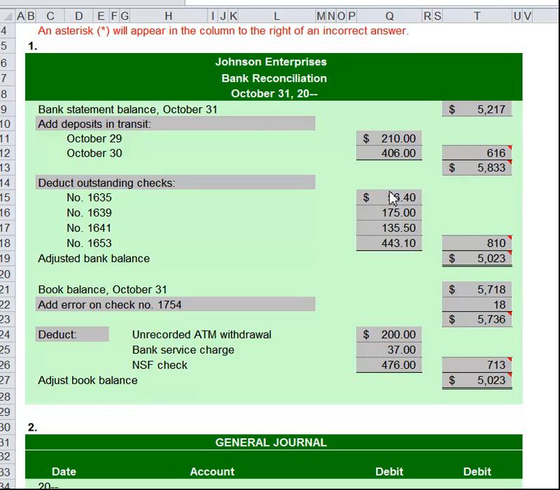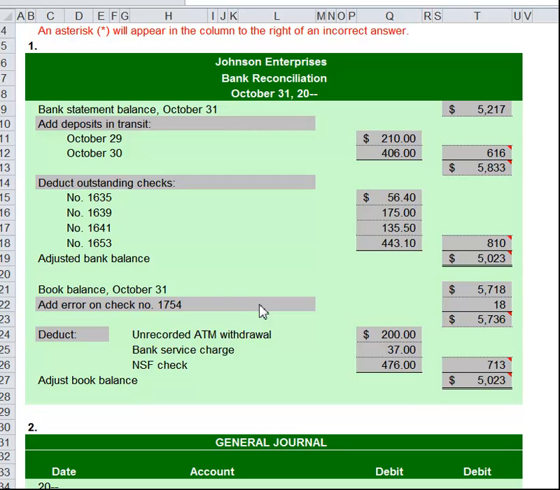Then we wrote some checks, and when you write a check, you automatically subtract it out of your checkbook. So those are already figured into our checkbook, but now we need to figure them into the actual bank statement so we can make things match. So we're going to add up all of our checks and subtract them, and it gives us an adjusted bank balance of $5,023. And so we still don't match. We have the $5,023, and then we have our beginning balance of $5,718.